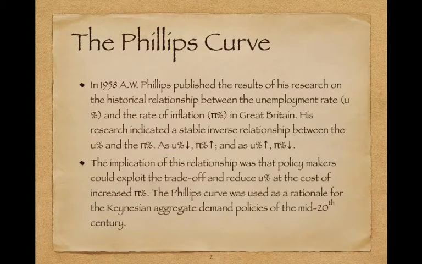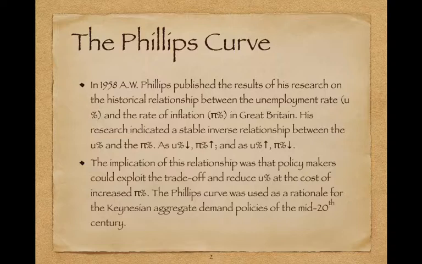Okay, so I want to start this set with a brief history lesson for y'all and let you know a little bit about the Phillips curve. So this all goes back to an economist named A.W. Phillips, and in 1958, Phillips published the results of his research on the historical relationship between the unemployment rate, which we all know is U%, and the inflation rate, which is pi%. And he was looking at this in Great Britain. So he was looking at this change over time. Is there a relationship, and what kind of relationship was there?